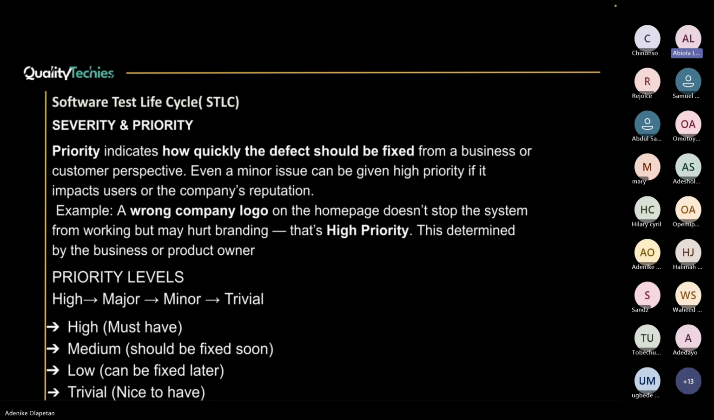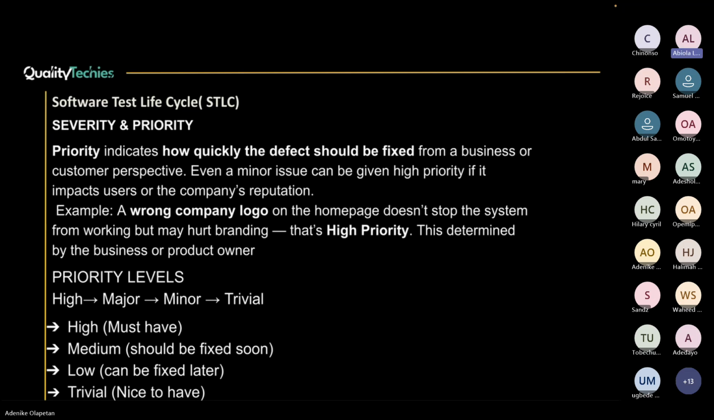A wrong company logo on the home page doesn't stop the system from working, but may hurt branding. That's high priority. This is determined by the business or product owner. So, some mistakes happen that probably the logo might have been there before, but for some reason it's taken off. Probably the code was mistakenly touched and that logo part was yanked off or commented out. So it depends on what your own organization categorizes as something that will spoil the reputation of the brand.